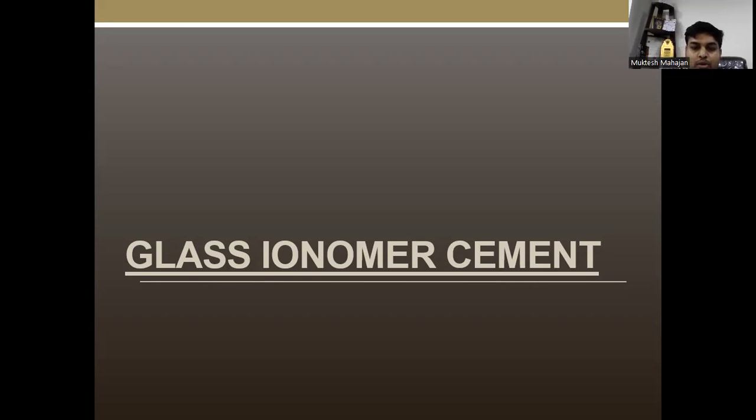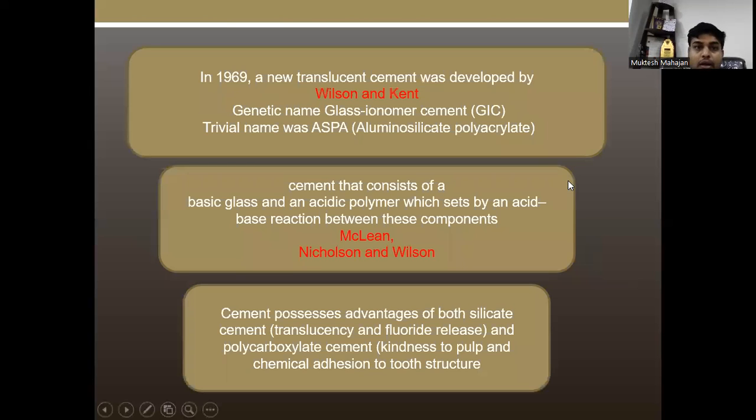In this lecture, we are going to study the other cements: the glass ionomer, resin modified glass ionomer, and of course the resin cements. So we are going to start with the glass ionomer cements. In 1969, a new translucent cement was developed by Wilson and Kent.